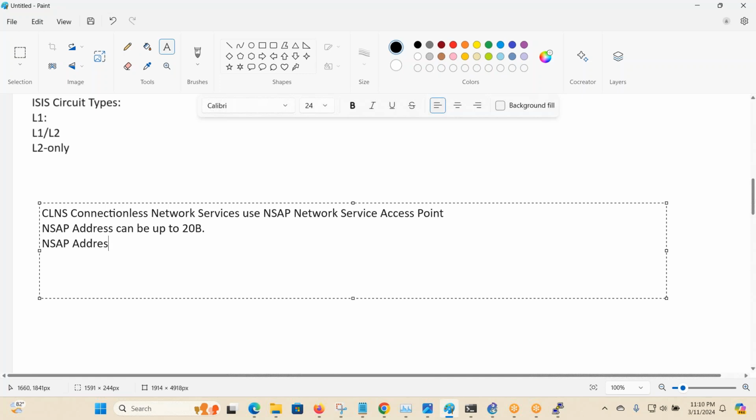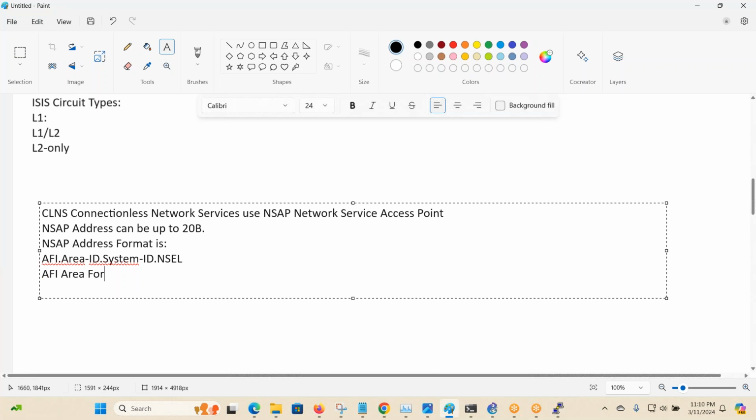The NSAP address format is: first of all we have to put the AFI, area format identifier. It basically decides whether you are going to use private or public addressing. I'm just giving you an example. Then we have to put the area ID. After the area ID we put the system ID, and then we have the N-cell.